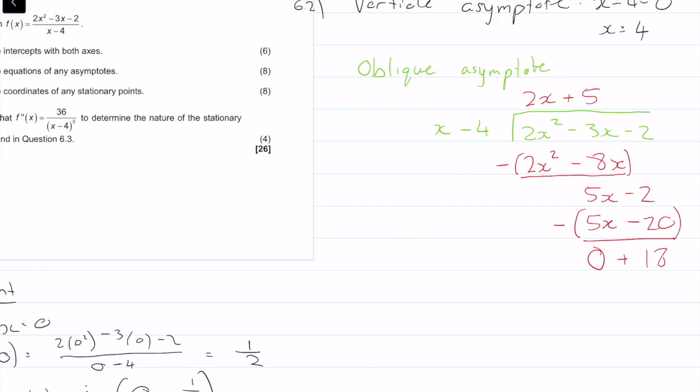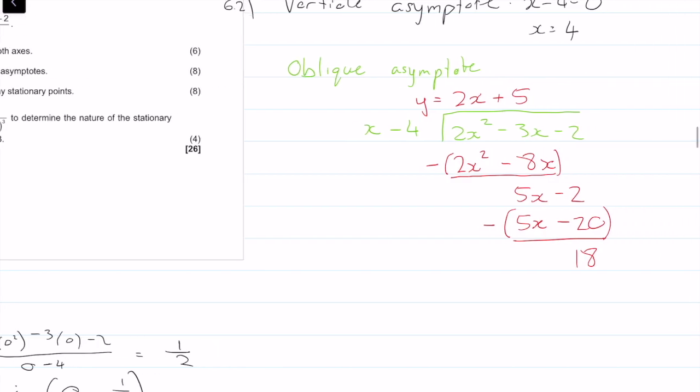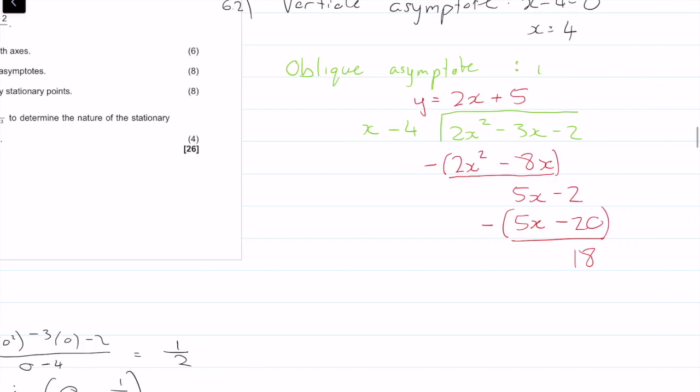Our oblique asymptote is whatever is at the top. We can't go any further because there are no more x's being pulled down over here, for example. If there was an x, we could have gone further, but there isn't. So this is where we're left off, and we care about what is at the top. So the answer for our oblique asymptote is y is equal to 2x plus 5.